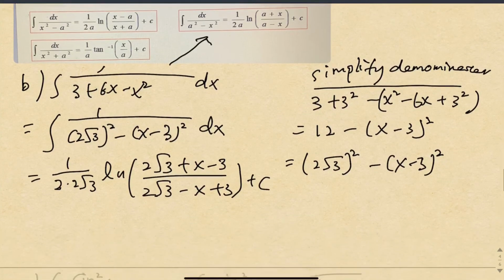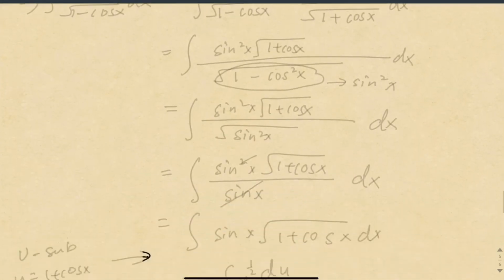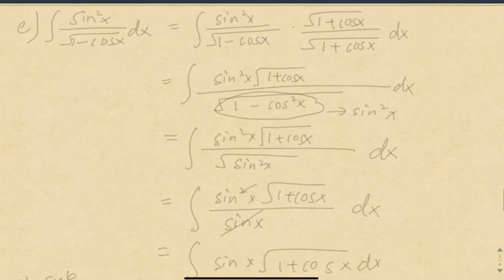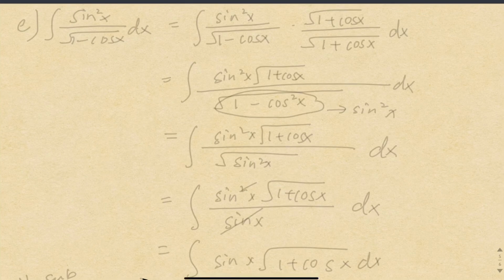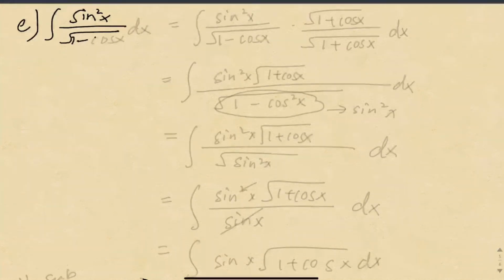Okay, for question 2, parts C and D, they are actually the same. You just make it into a special form. So that one I will leave it for you. So now you look at question 2, part E. Solve the integral of sine squared x over 1 minus cos x dx.